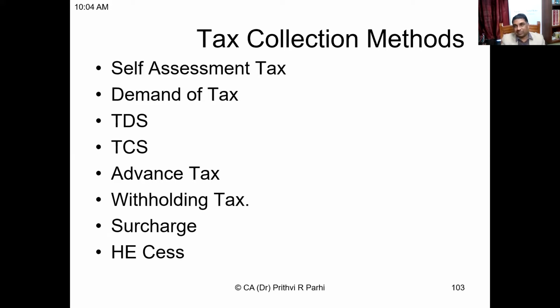Then health and education cess. This is computed on the income tax plus surcharge. So first compute what is income tax, then compute surcharge if it is applicable. Next step is to arrive at the total amount of income tax plus surcharge. And on that total amount, compute health and education cess, which comes to 4%.